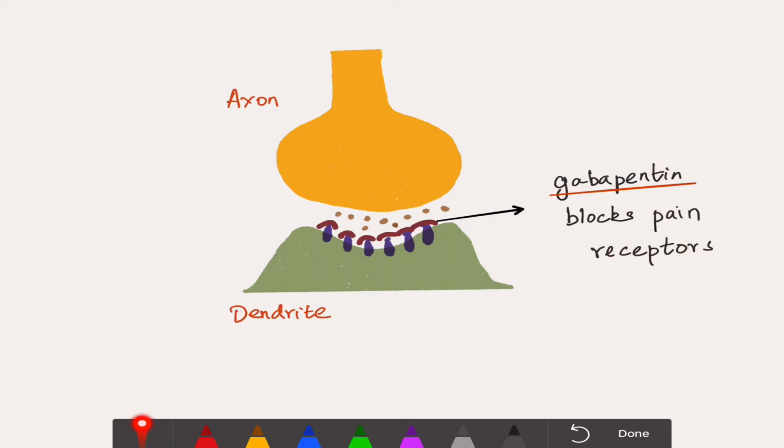But what gabapentin does is that it will block these pain receptors. It will temporarily block these pain receptors, and by blocking the pain receptors, it is also blocking the neurotransmitter from attaching itself to the pain receptor. And so therefore by blocking these neurotransmitters, gabapentin tries to numb the perception of pain. So the patient is not able to feel the pain.